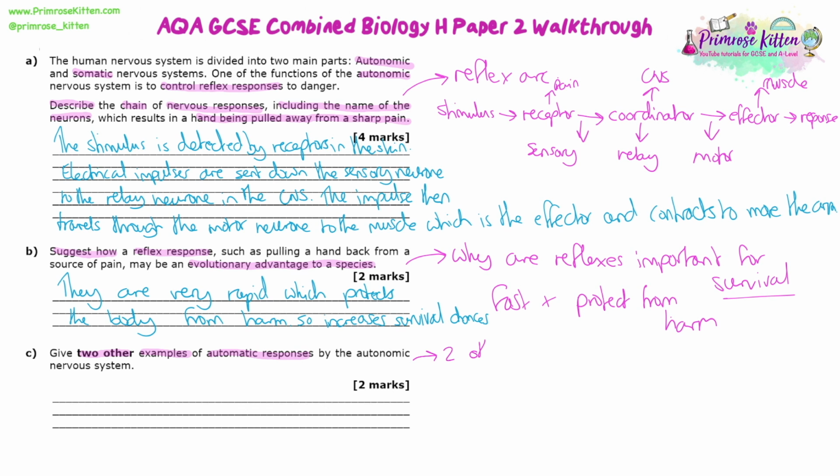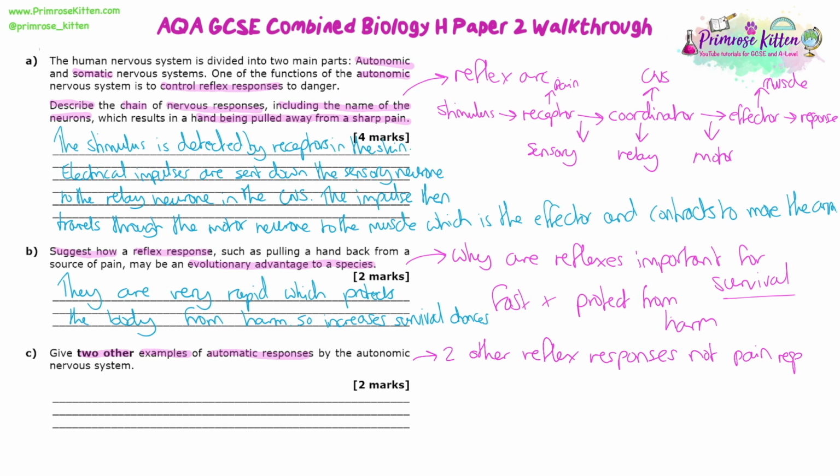Okay, give 2 other examples of autonomic responses by the autonomic nervous system. So apart from pulling your hand away from pain, so not a pain response, give 2 other reflex responses. So these are things that happen automatically without you thinking about them, that can protect you from danger. They're not things like jumping out of the way of a car or being able to catch a ball if it's thrown at your face. Those you have to think about.